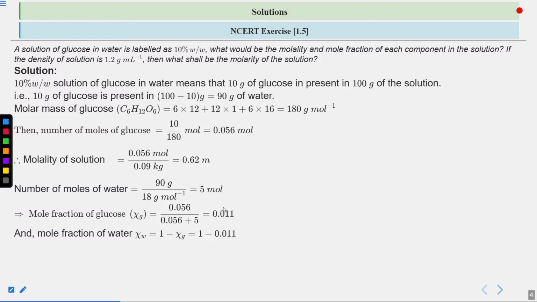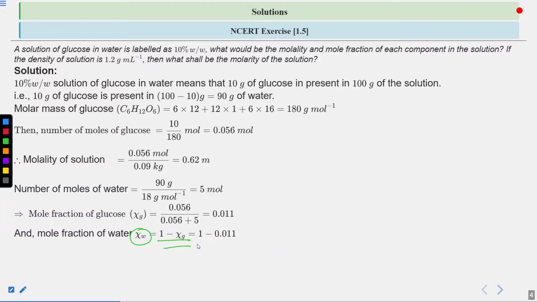Now since it is a binary solution, the moles of water and the moles of glucose are the only particles that are present there. Hence, the mole fraction of water will be 1 minus chi of glucose. For a binary solution, we know that the summation of all the mole fractions is 1. This is true for all kinds of solutions, even if you consider more than 2 components. But since it is a 2 component solution, we can calculate the other mole fraction using this simple formula.